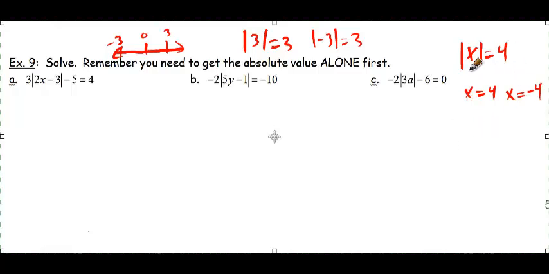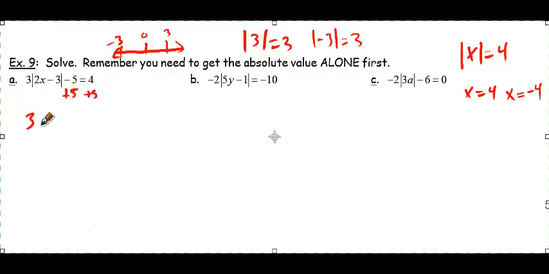Alright, so that's the main step: you set the inside equal to 4 or the inside equal to negative 4. Or in general, you set the absolute value equal to whatever the positive version is, or the absolute value equal to the negative version. So before you can do any of that, you need to get the absolute value all by itself. So that means get the 5 out of there first.